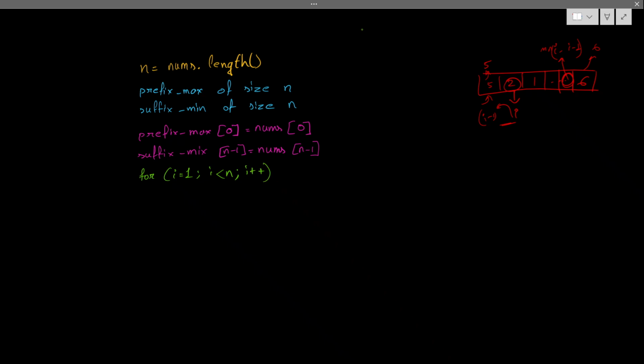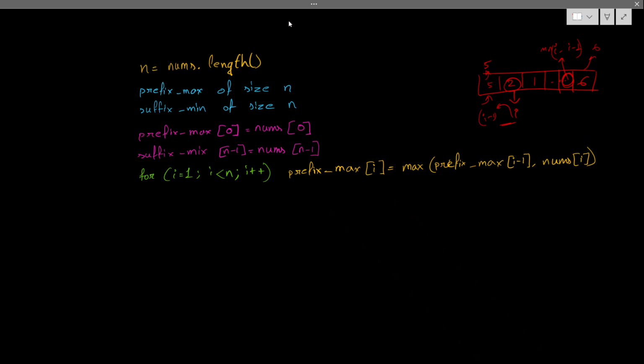I'll do simply one line. Prefix max of I will be nothing but maximum of prefix max of I minus 1, like previous max, or my current value, nums of I. This is the case.